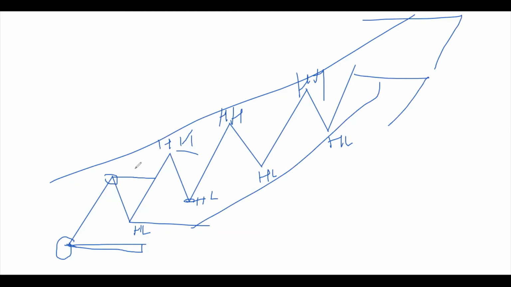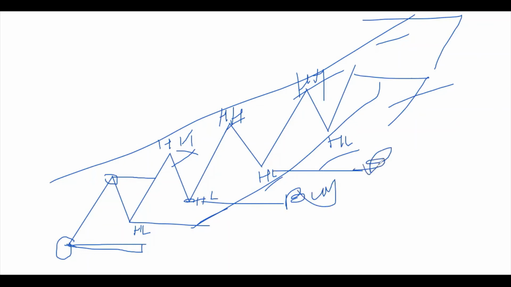When the market is going in a bullish direction, we want to see only higher high, higher low, higher high, higher low, and so on. When are you going to be buying here? You will be buying only at the higher lows.